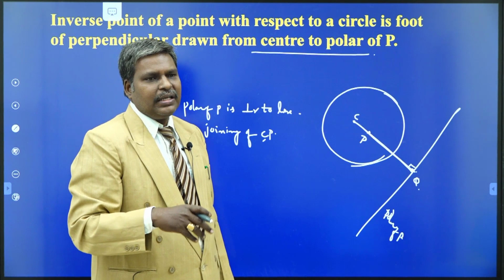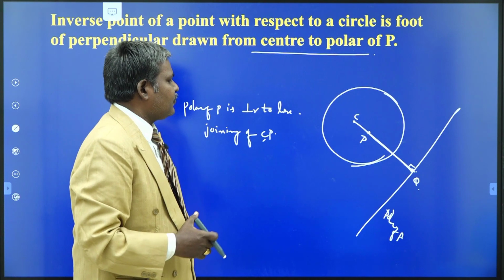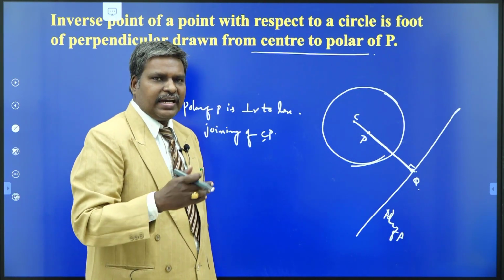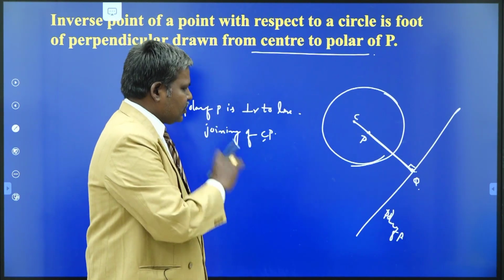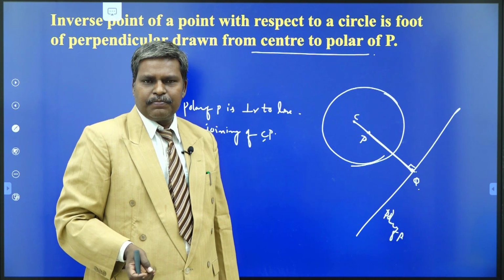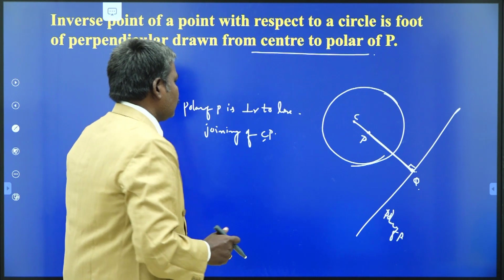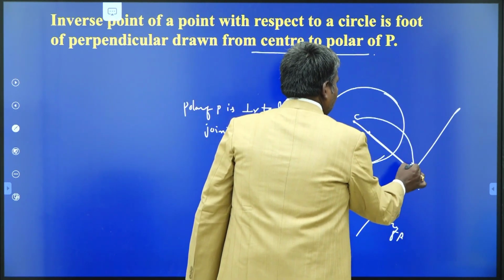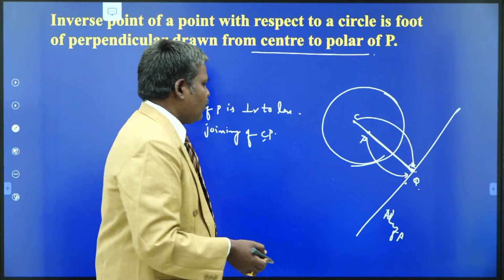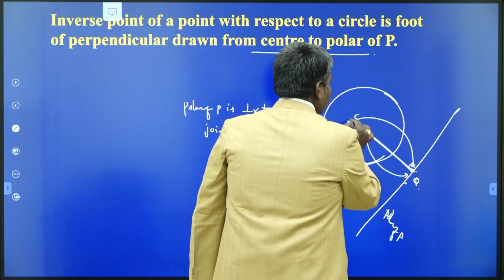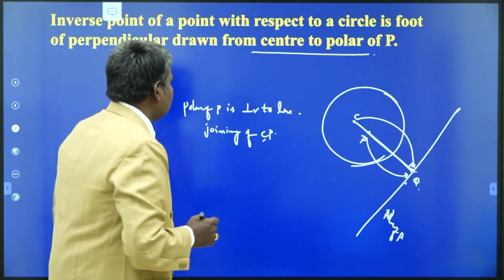So no need to find the equation of CP and the point of intersection of CP with the polar of P. You just write the polar of P and find the foot of perpendicular drawn from either C or P to the polar of P. Immediately we obtain the inverse point of P with respect to the circle. So the one and only concept is that the polar is perpendicular to the line joining CP. From this itself we conclude the concept.